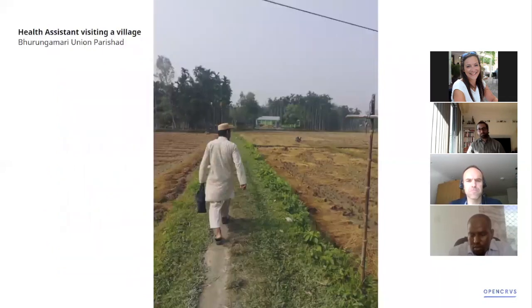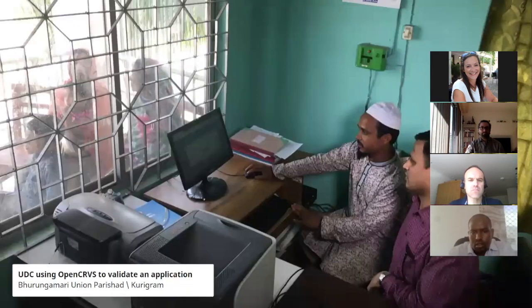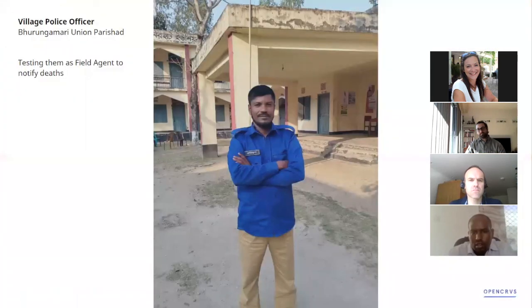So just to bring this to life, you can see a health assistant here in rural Bangladesh in the north in Burungamari, where we're working. Here you can see the registration agent with our colleague Shahidul from the Cabinet Division, showing him how he's using OpenCRVS in an office environment. And we're also exploring different users. So here's a village police officer who might be part of the process notifying deaths.